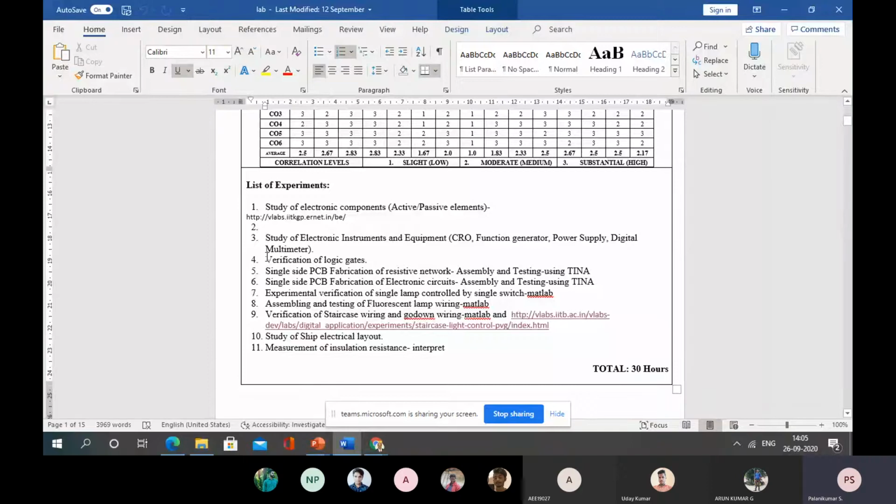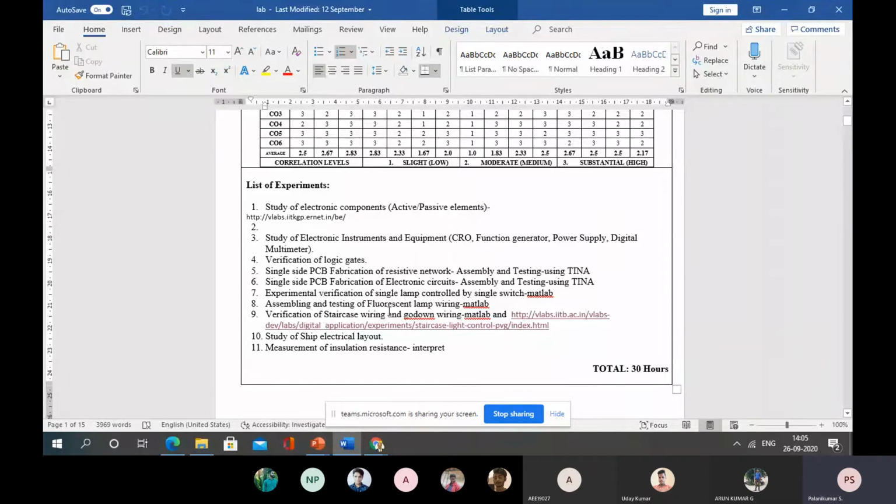In addition to that, we already know gates. Whatever we already explained, the verification of logic gates, we have done. Starting from AND, NAND, OR, XOR, XNOR, all these gates, you already know how to verify the logic behind them. Using the logic gates, we will see whether we can do staircase wiring and godown wiring.